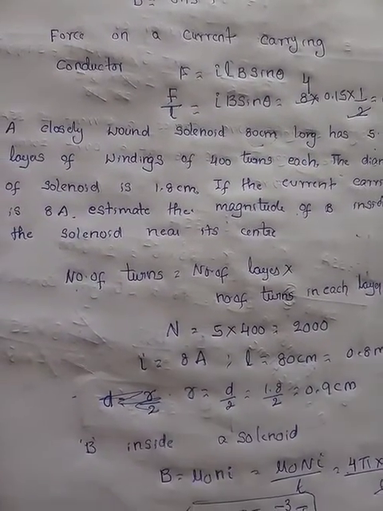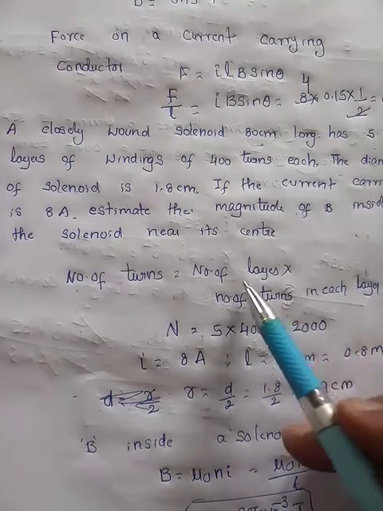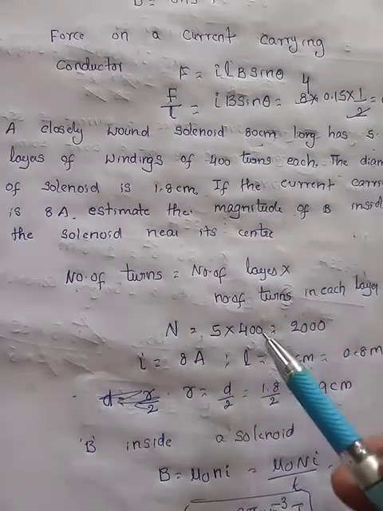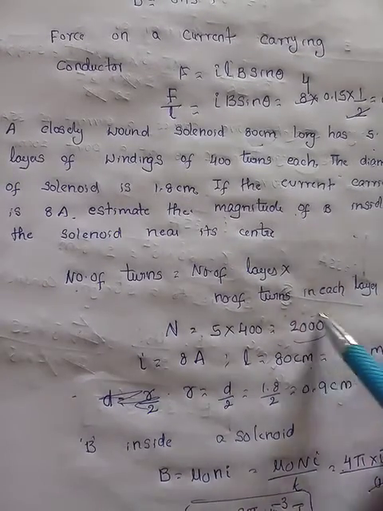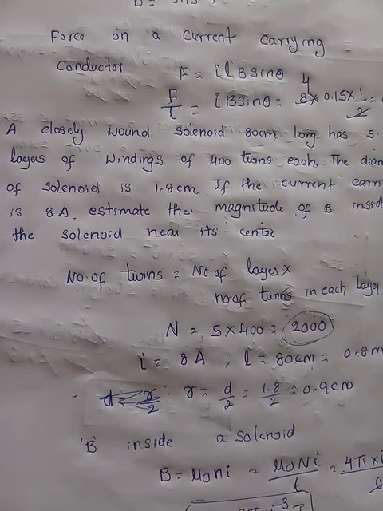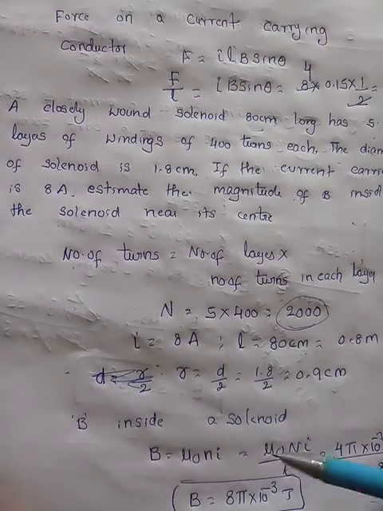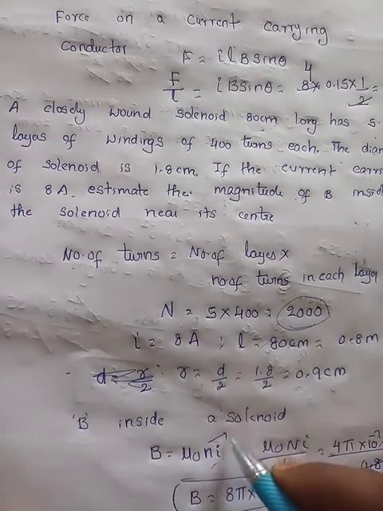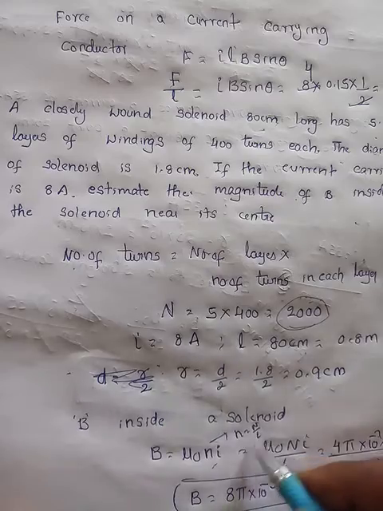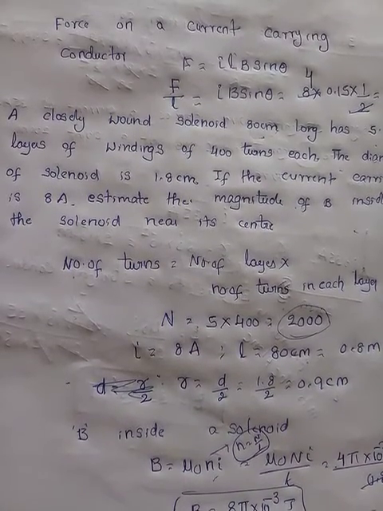Okay. So there is a solenoid of length 80 centimeters. It has 5 layers. Each layer has 400 turns. So the number of turns is equal to the number of layers into the number of turns in each layer, that is 2000. Current is given, length also given, but radius we do not want, they are given to confuse. What is the magnetic field inside the solenoid? Mu naught n i. What is n? n is equal to what? Number of turns per unit length. Substitute the values. You got the value as 8 pi into 10 raised to minus 3 Tesla. Next one.